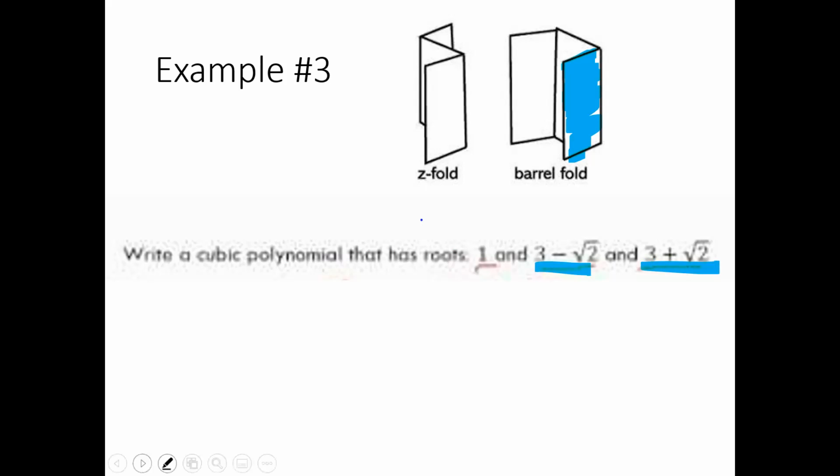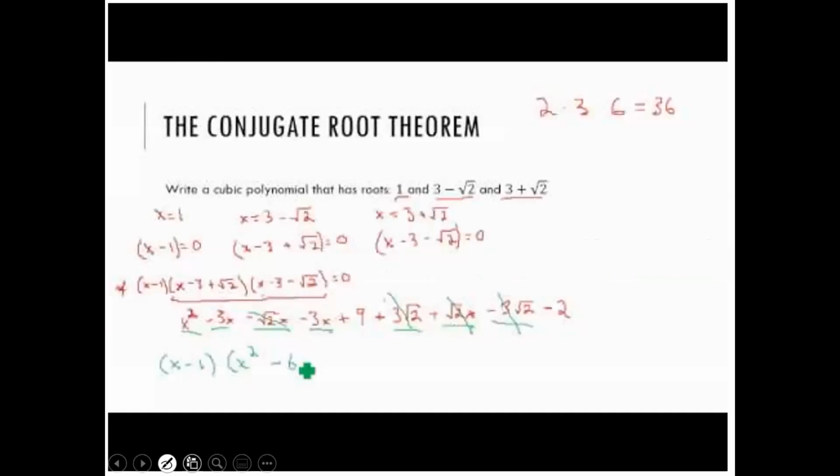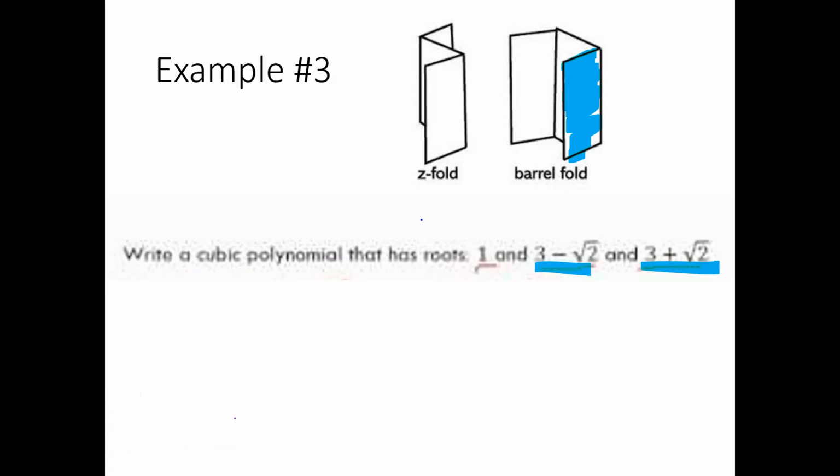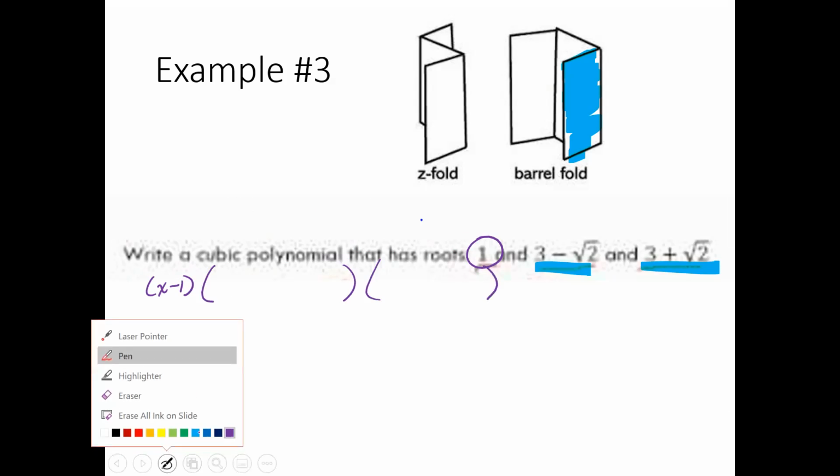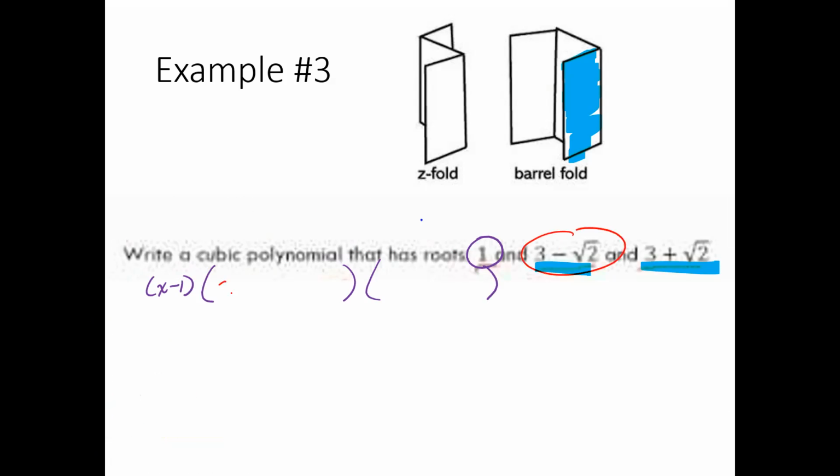Okay, so let's go ahead and first write down our zeros. Our first zero is going to be x minus 1, and that's what that one right there. Our second one is going to be x minus 3 minus the square root of 2, but it needs to be in parentheses. And your last one is x minus 3 plus the square root of 2, and they need to be in parentheses as well.